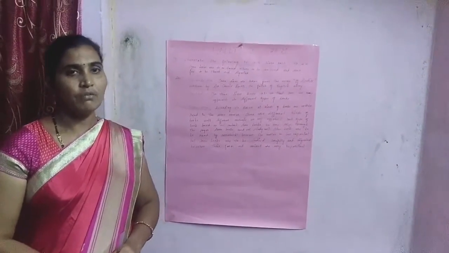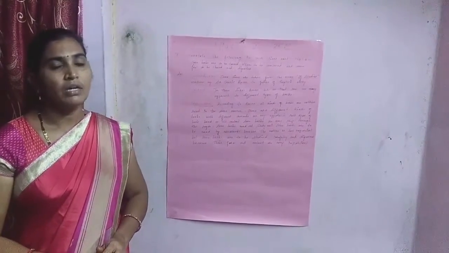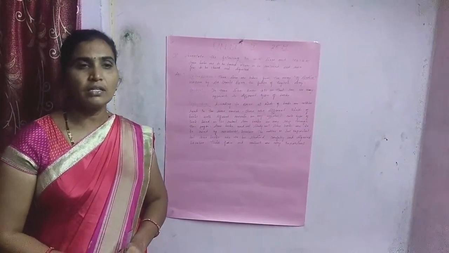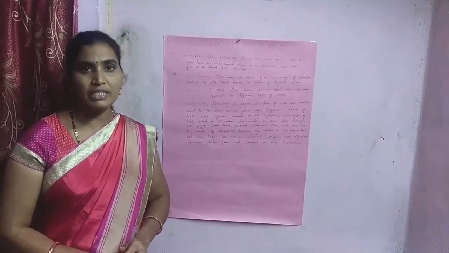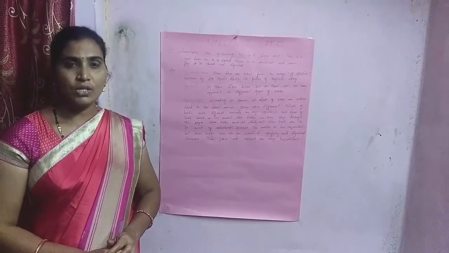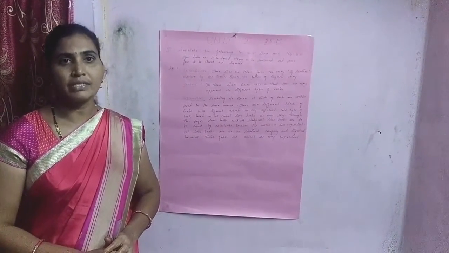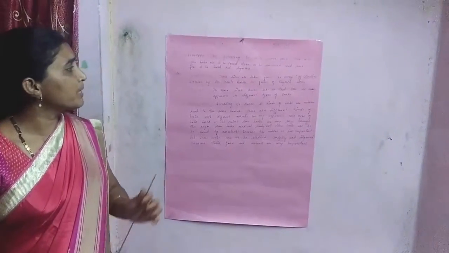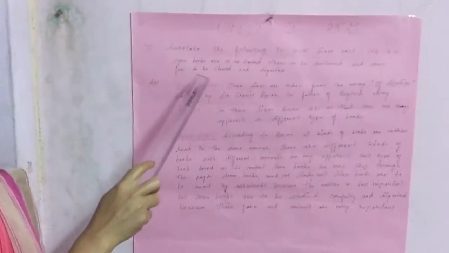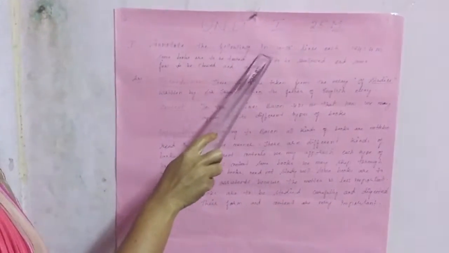Now we discuss one by one how to attempt an annotation and the allotment of marks for it, and how to attempt a short answer. See the first Roman number, there is an annotation. You have already known that annotation. Annotate the following in 10 to 15 lines each. Any annotation you should write within 10 or 15 lines.